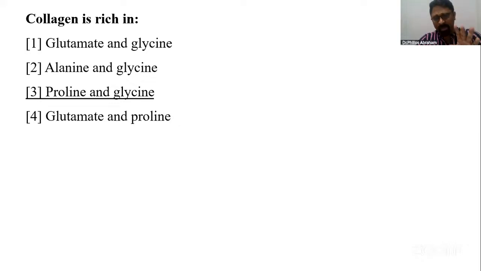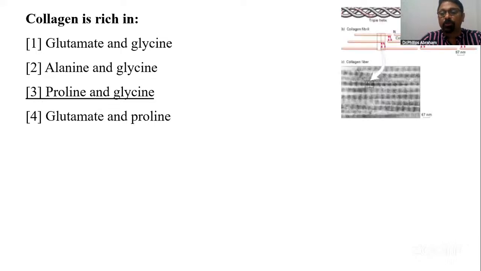But in the body as such, when we check out all the extracellular matrix and everything, collagen is the most important one. You should know about its structure. The unit of collagen we call procollagen. It has a triple helical structure. Triple helical structure. We call it procollagen.